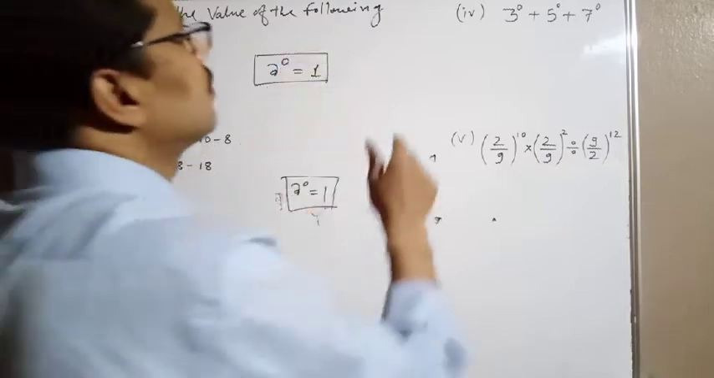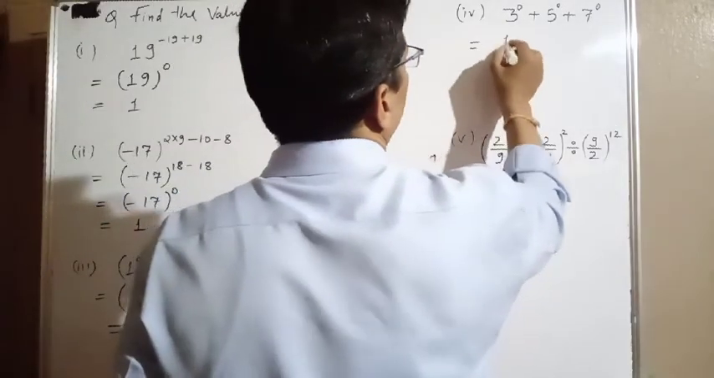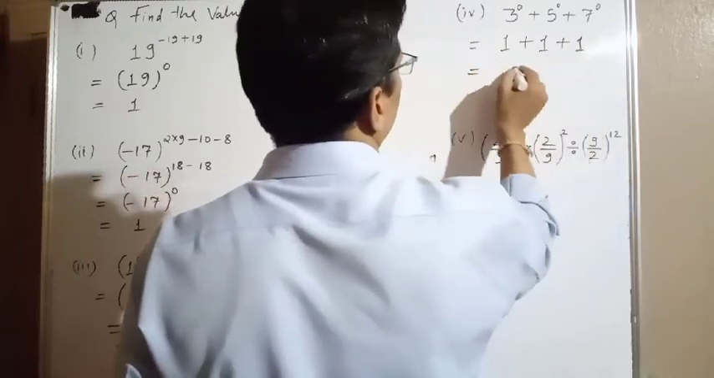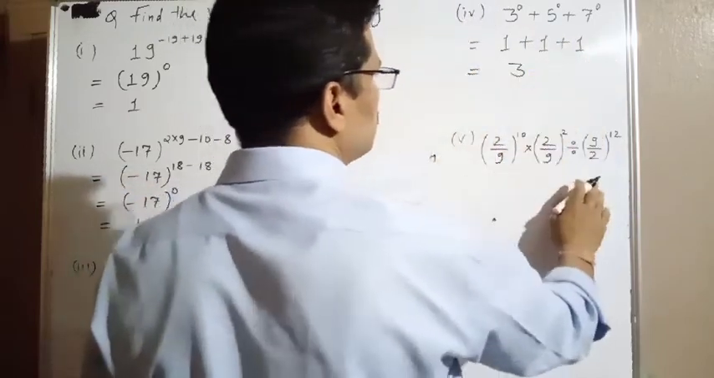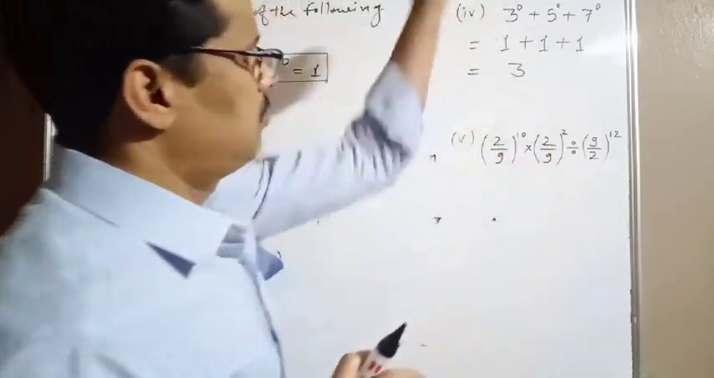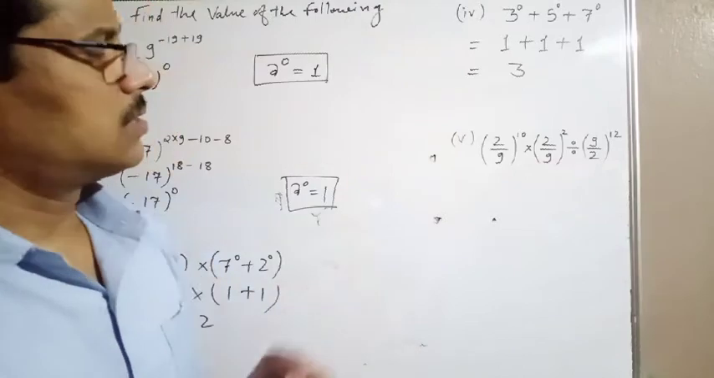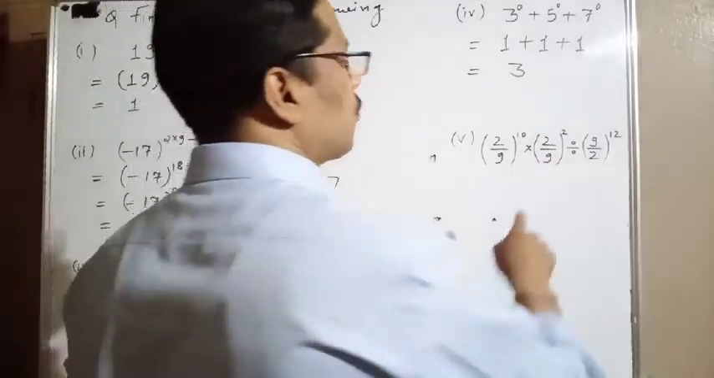So next, it is also very simple. 1 plus 1 plus 1. What do we get here? Answer 3. So here, don't tell me which first we have to multiply or first we should divide. Yes, first we have to solve this division sign.